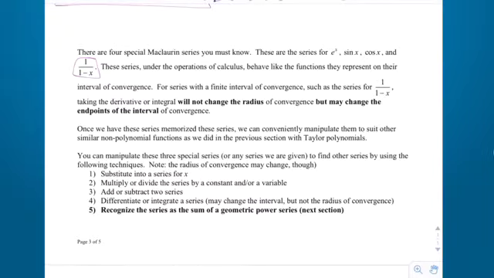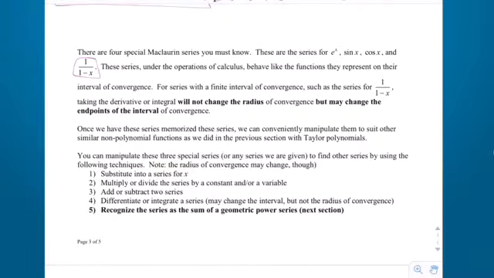Now, for a function like sine of x, cosine x, and e to the x, which converge for all real numbers, that's not an issue. But for a series that only converges on a finite interval, like we talked about last time, if you take the derivative or the integral, all you have to do is retest the endpoints if you want to figure out what the new domain is or what the new interval of convergence is.